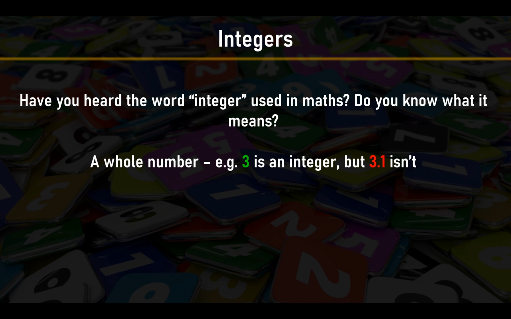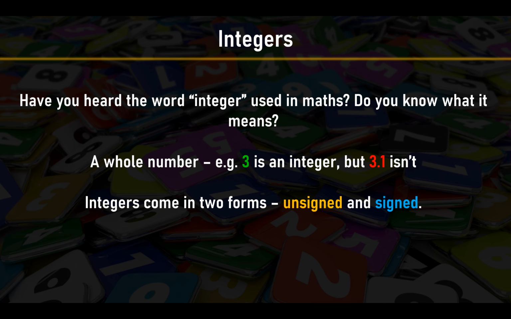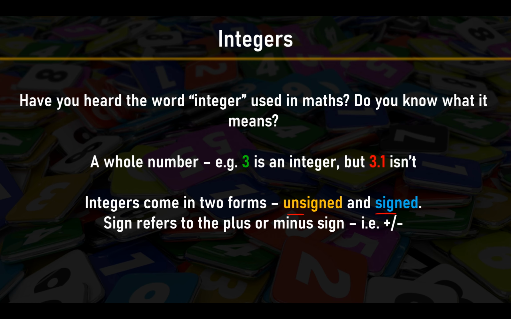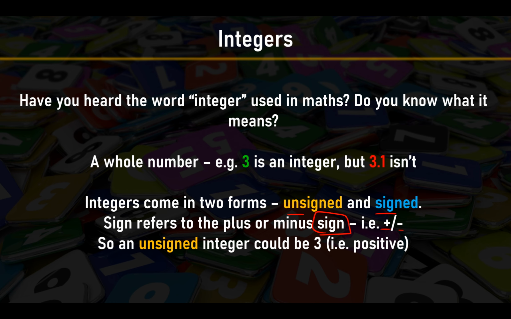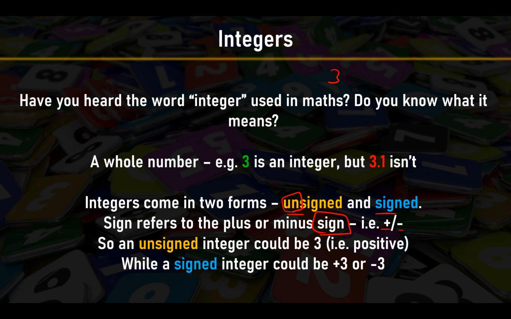Alright, so this we just mentioned: an integer is just a whole number. 3 is an integer, 3.1 isn't. And as mentioned, integers come in two forms. So unsigned, which means positive only, and then signed, positive or negative. When we say sign, this refers to the plus or minus sign. That's why, if it's unsigned, unsigned means we have no sign. Therefore, if you have a number with no sign, by default you're assuming that's positive. So that's why it's called unsigned.